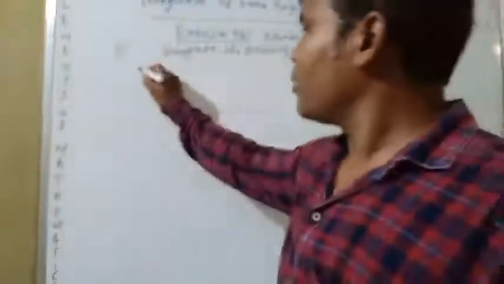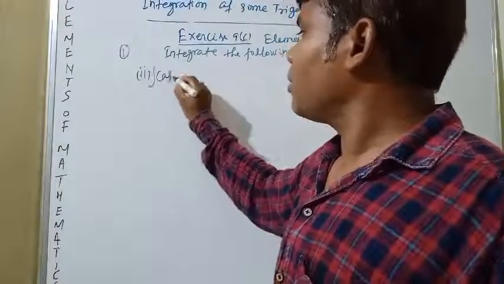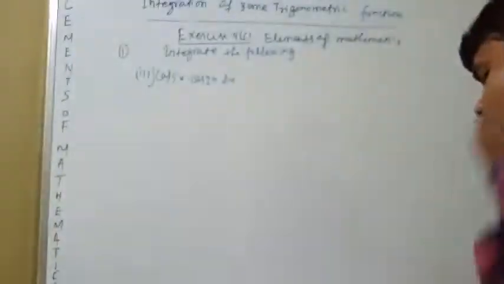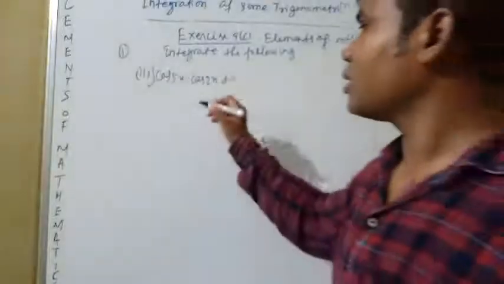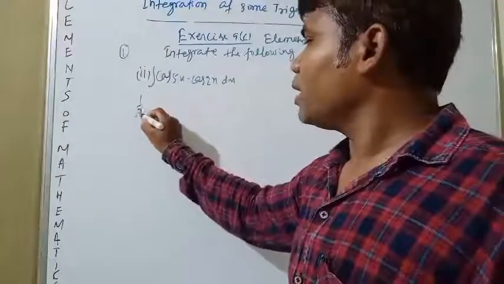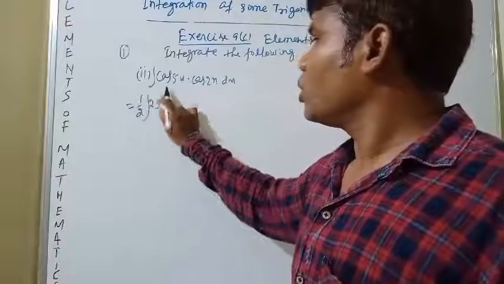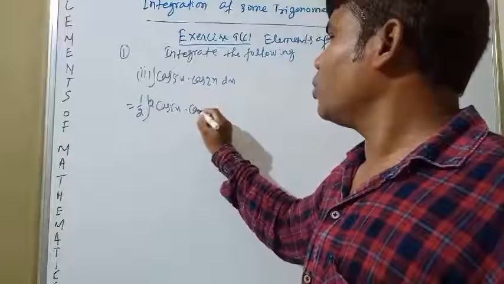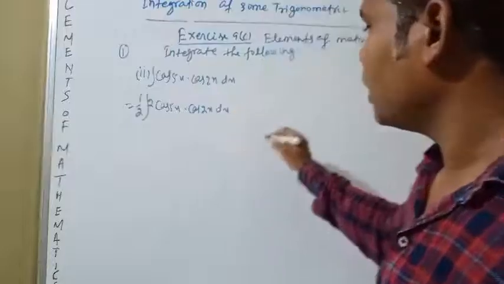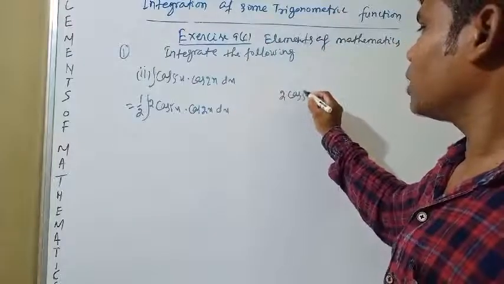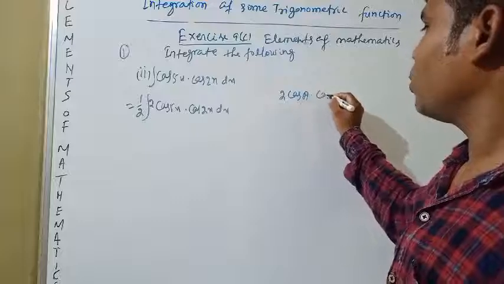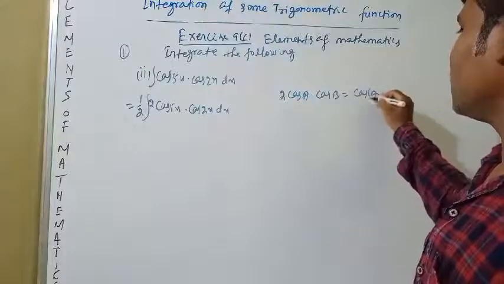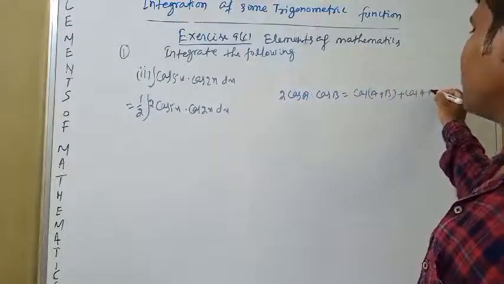You see the next question: integration of cos 5x into cos 2x dx. Here, if you multiply 2 and divide 2, cos 5x into cos 2x dx. You know the formula: 2 cos a into cos b is equal to cos a plus b plus cos a minus b.